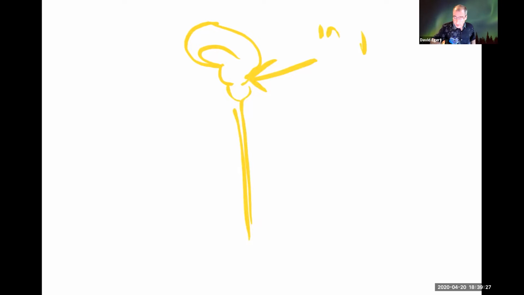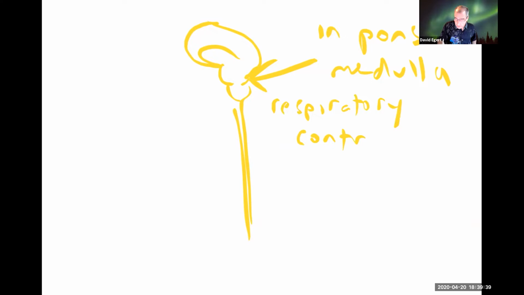So the next part. In the pons and the medulla, you have your respiratory control centers. These are going to be controlling your breathing, whether you need to breathe, the depth of your breathing, whether or not you feel like you have to breathe. And it's a little bit non-intuitive.